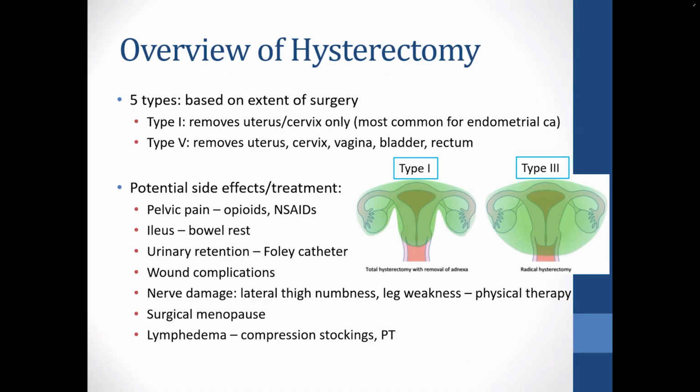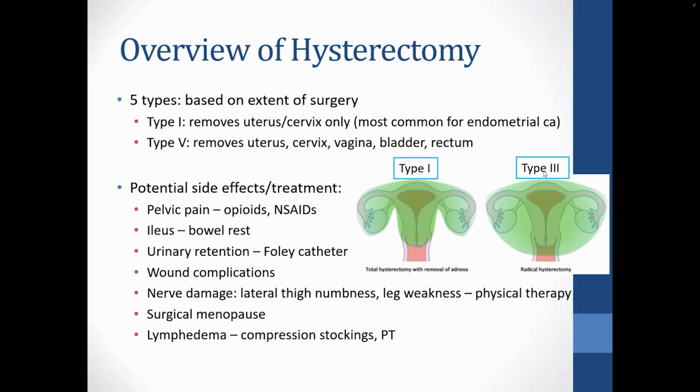for endometrial cancer. Here is a diagram of that type of surgery for a type 1, where the cervix and the uterus are removed, and typically it's with a bilateral salpingo-oophorectomy, with the fallopian tubes and ovaries removed as well.